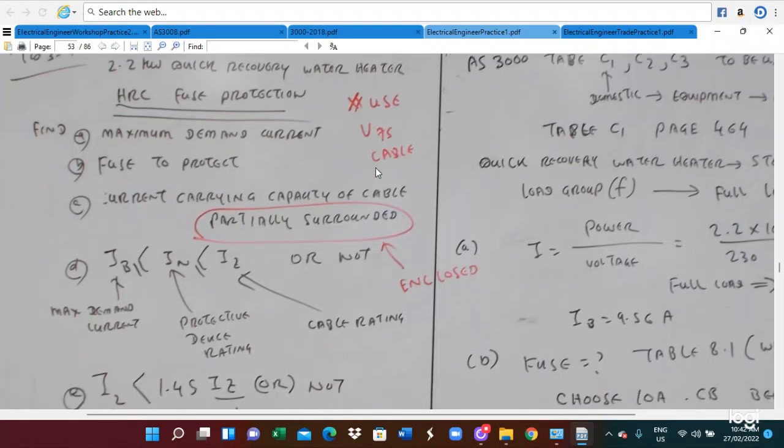So firstly, we have to find out the configuration of the protection. This is IB less than or equal to IN less than or equal to IZ. IB is the maximum demand current, IN is the protective device rating, and IZ is the cable rating. So IB should be less than or equal to IN, and IN should be less than or equal to IZ. This is the first condition.